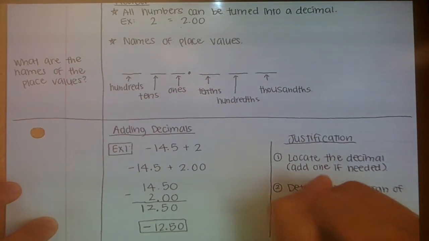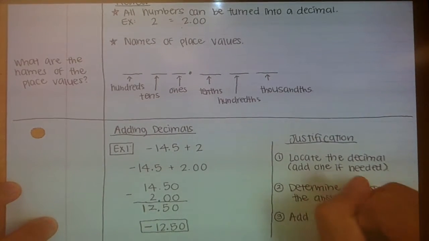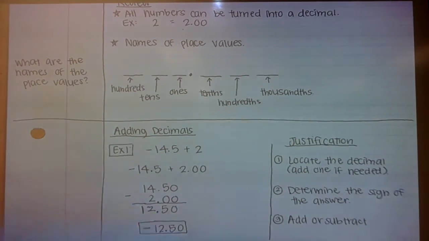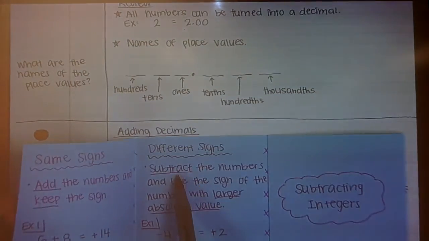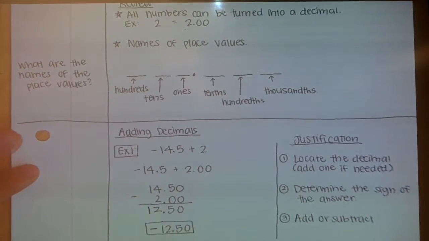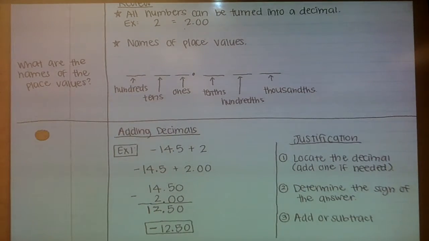So my third step was to add or subtract, and that depends on the signs, and I know I subtract because they had different signs. So it says subtract the numbers. And then I get my final answer, negative 12.5.